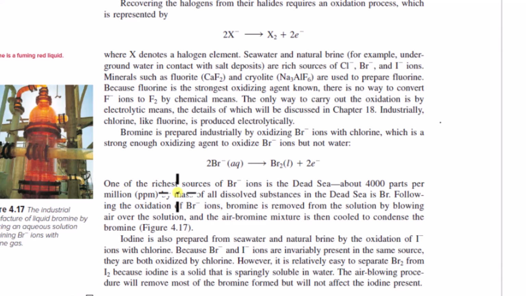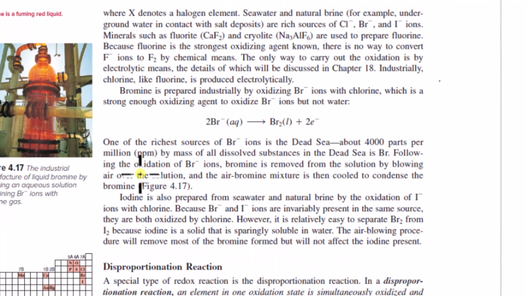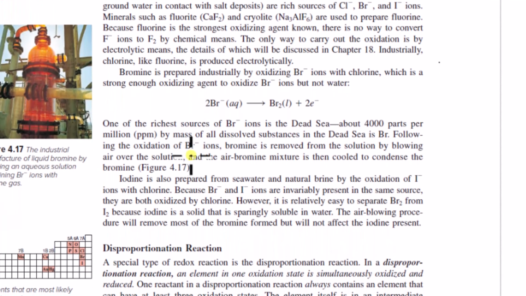One of the richest sources of bromide ions is the Dead Sea. About 400 parts per million by mass of all dissolved substances in the Dead Sea is bromine. Following the oxidation of bromide ions, bromine is removed from the solution by blowing air over the solution.